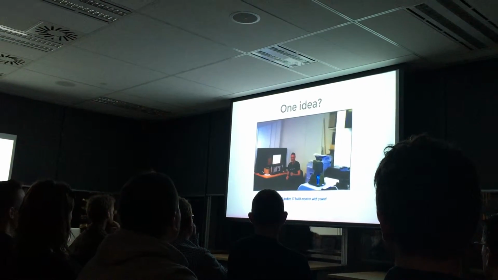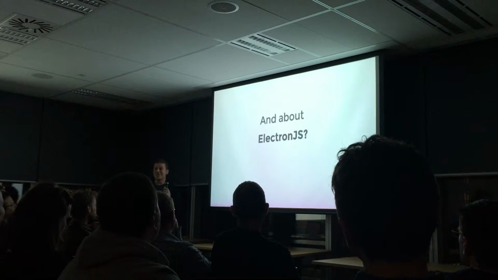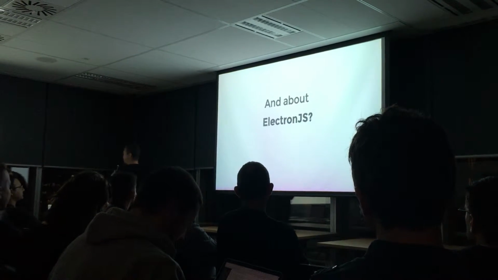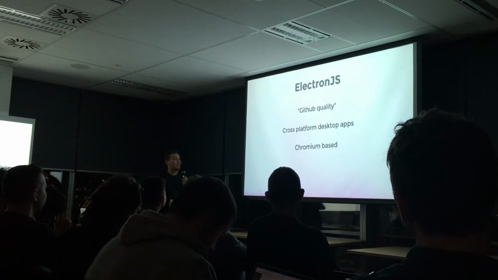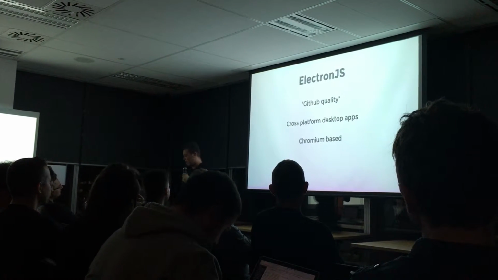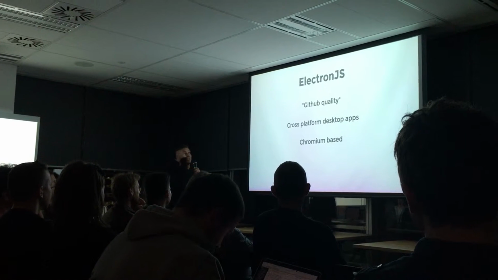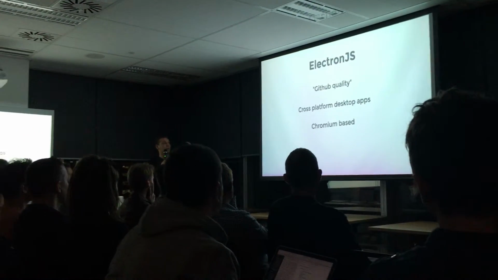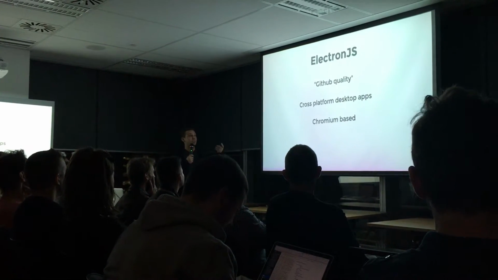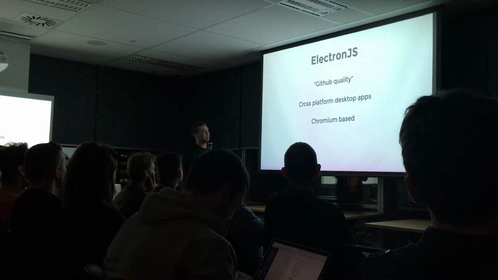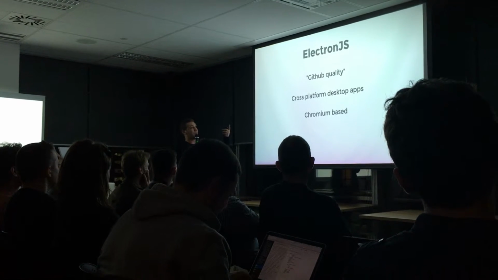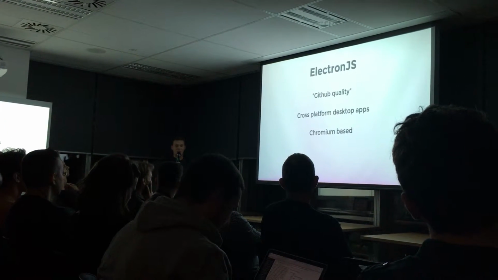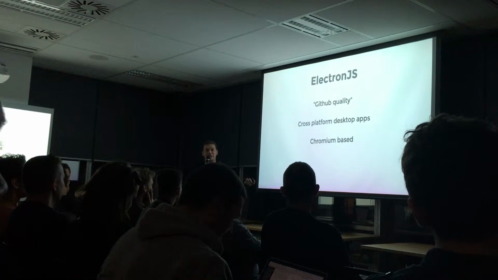So, okay, we talked about Node, we talked about electronic stuff. What about Electron? ElectronJS is from GitHub, so, if anyone knows, the Atom editor is using ElectronJS. It's a framework for creating cross-platform desktop apps, blah blah blah, and Chromium based.